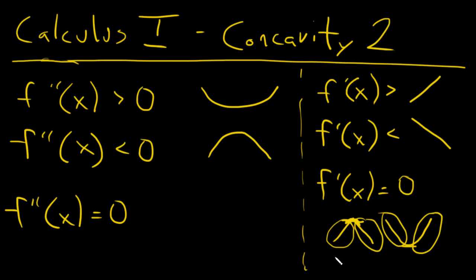So what happens when f double prime of x equals 0? Well, you have something very similar. You have a transition from going concave up to concave down or concave down to concave up. What does that look like? Well, it can look like something like this.